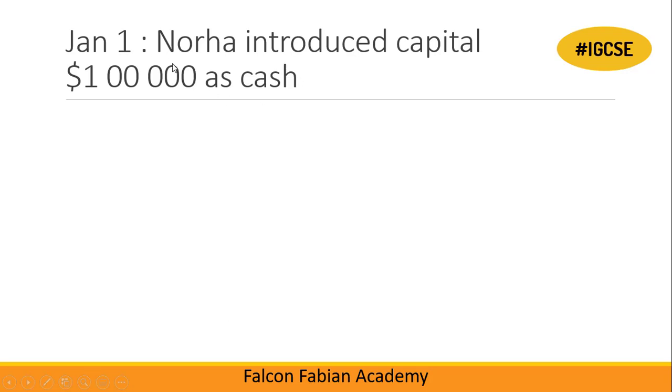Now, let's read the transaction and record a journal entry. So here what we are going to do is we are going to have a separate page wherein we will do the rough work or the workings for this transaction, and on the second page we will be writing the journal entry as per the required format. So the transaction is Norha introduced capital worth 100,000 as cash.